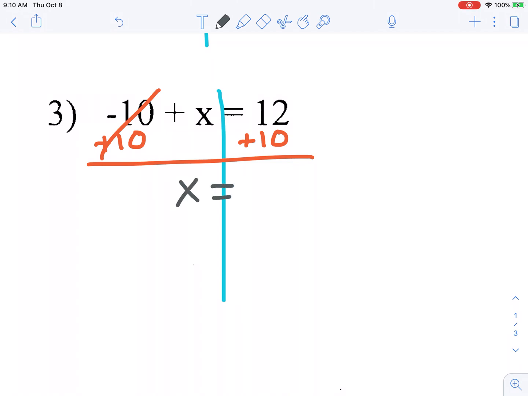And 10 plus 12 is 22. That would be the answer for this one. So some of you didn't quite have this one correct. I think that negative 10 messed you up a little bit.